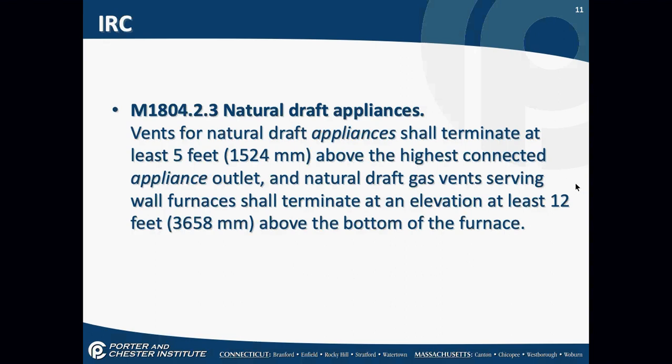Okay, again, as a technician, you're not going to be designing these things, but you do need to know how to troubleshoot it. Why do I care about the number of feet above the appliances? Why do I care about that? How tall the chimney is? What do I care about?